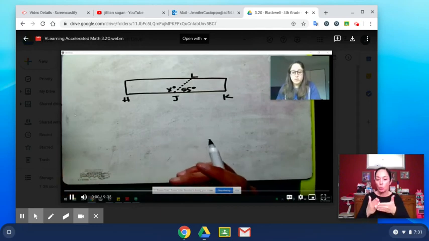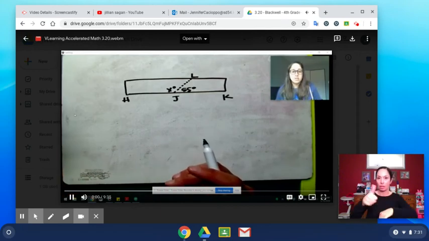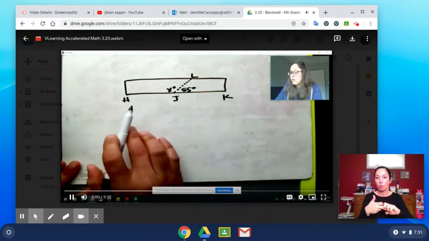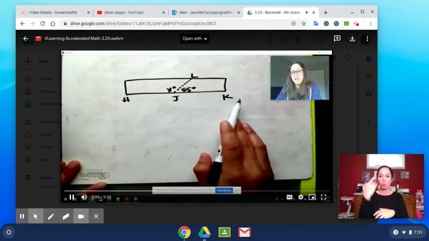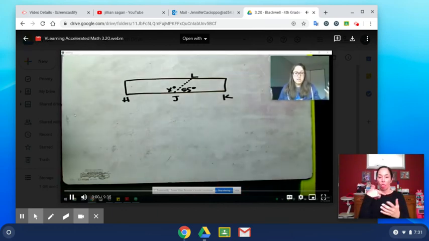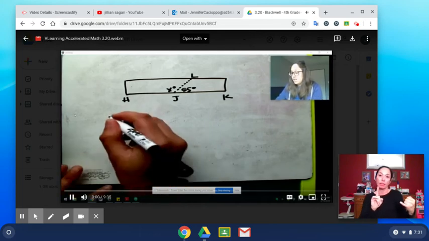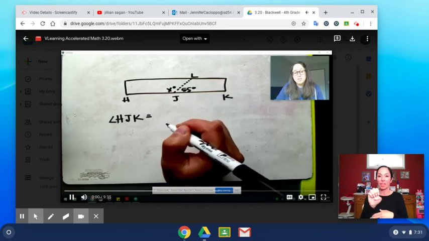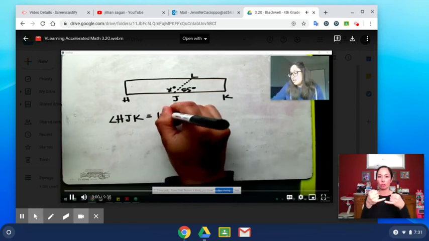So here's what we're going to do. We're going to set up an equation just like we did on that previous problem, right? Use what you know. We know the measure of angle HJK. Sometimes we don't even think of that as an angle because it looks like a straight line, right? But HJK is a straight angle. So angle HJK is a straight angle. You know that that measures 180 degrees.